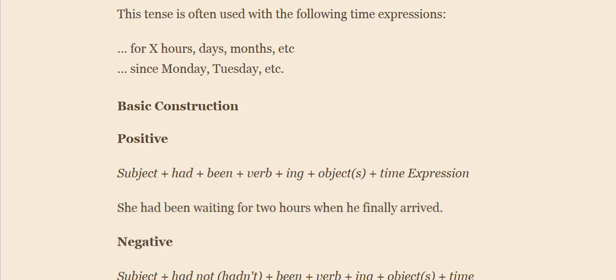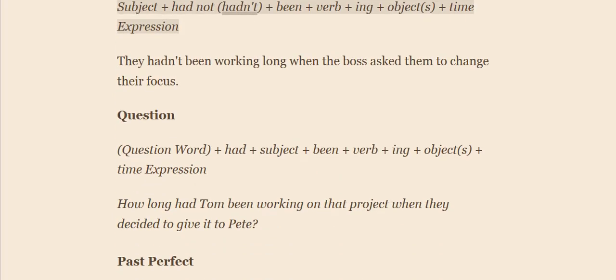Negative: subject plus had not (hadn't) plus been plus verb plus -ing plus object(s) plus time expression. They hadn't been working long when the boss asked them to change their focus. Question: question word plus had plus subject plus been plus verb plus -ing plus object(s) plus time expression. How long had Tom been working on that project when they decided to give it to Pete?